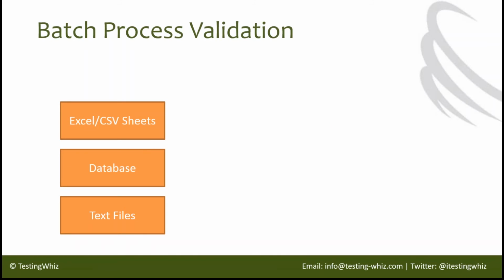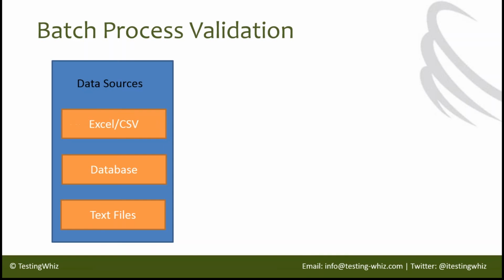Batch process validation. What is batch process validation? As I mentioned to you earlier, our application may be receiving data from different sources, maybe in an Excel format, directly from the database, and maybe flat text files. And once we execute our batch process, depending on the source of information and the data contained in all these different sources, certain actions would be taken based on our business rules. And after that, the result may be stored in different sources, or the system may send that information forward to other applications.